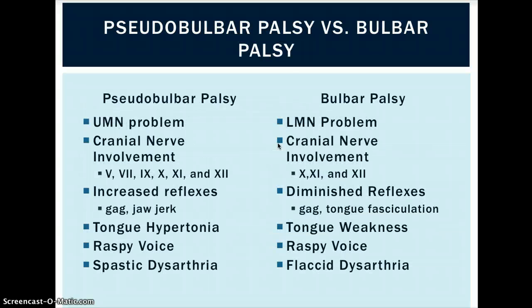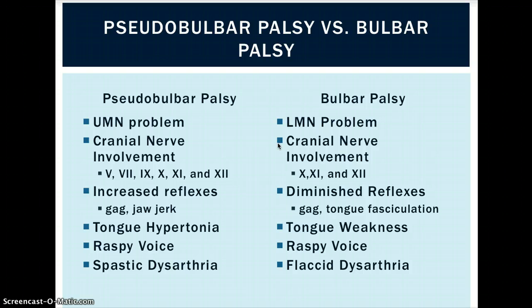As I promised, I said we would contrast bulbar palsy. So both of these disorders involve the cranial nerves 10, 11, and 12, but pseudobulbar palsy also involves cranial nerve 5 and 7. Because of this, there's going to be some jaw problems and more exaggerated facial problems. Now, pseudobulbar palsy will lead to increased reflexes, the jaw jerk, an exaggerated gag reflex, and this could also be present in the limbs as well.